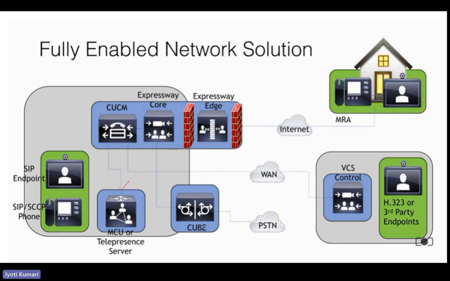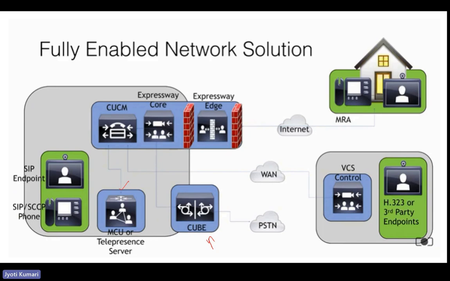The ISDN gateway, which was used in Tandberg, was replaced by the Cisco CUBE. So it used their own product, their CUBE, instead of Tandberg's ISDN gateway, or an IOS gateway for PRI cards or IP to ISDN connectivity. Then the VCS control was recommended for H.323 endpoints or third-party endpoint registration, because CUCM does not support H.323, so VCS control was used for that purpose.